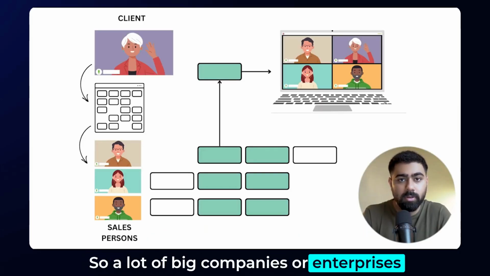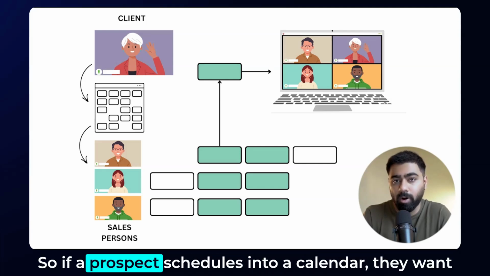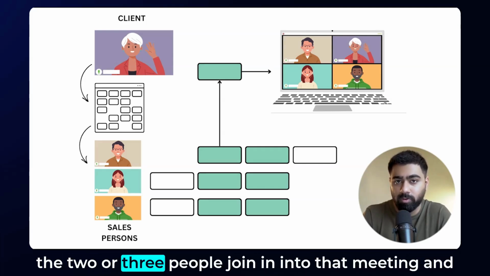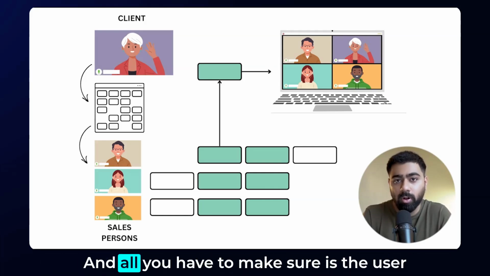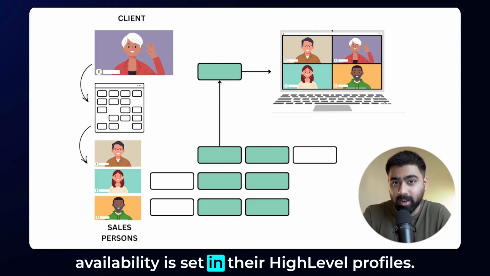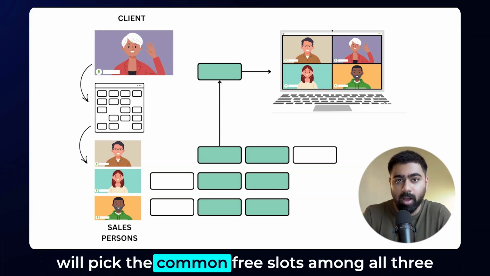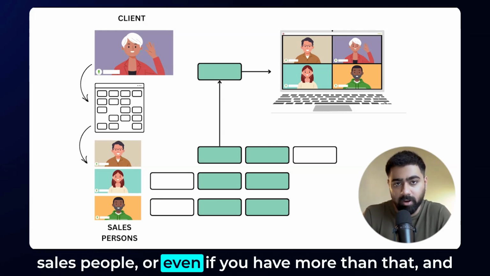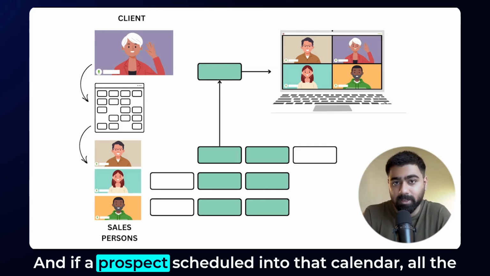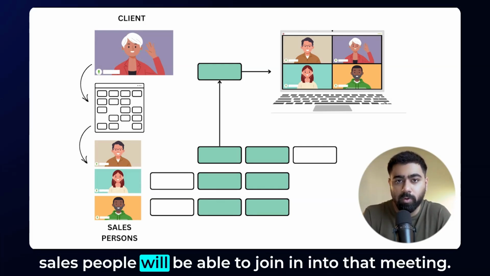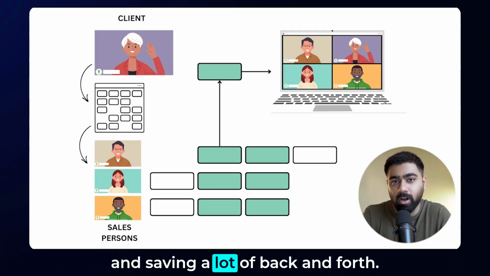Then the second use case we have is sales call calendars. A lot of big companies or enterprises usually have multiple salespeople that they want to have on the meeting. So if a prospect schedules into a calendar, they want 2 or 3 people to join that meeting, and using collective booking calendars, you can do that. All you have to make sure is the user availability is set in their HighLevel profiles. Once that is set, the collective booking calendar will pick the common free slots among all 3 salespeople, or even if you have more than that, and then it will show the available slots based on that. And if a prospect schedules into that calendar, all the salespeople will be able to join that meeting, again saving a ton of time for everybody and saving a lot of back and forth.